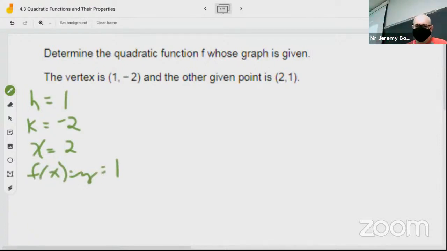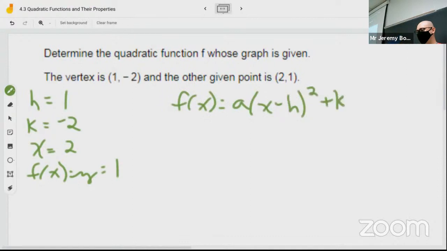We can figure out if it's open up or down. If you notice that h is 1, if you have an x value of 1, and then the other x value is 2, it should be open up, it looks like. But we'll see how it goes. If you don't catch that, it's not a big deal. But I would say probably a is going to be positive. We'll see what happens. So we're going to plug that into f(x) = a(x - h)^2 + k. And so we're going to plug everything in to solve for a. 1 = a(2 - 1)^2 + (-2).